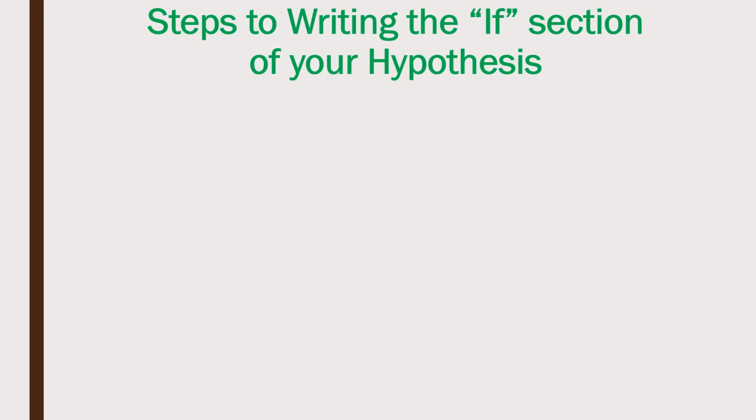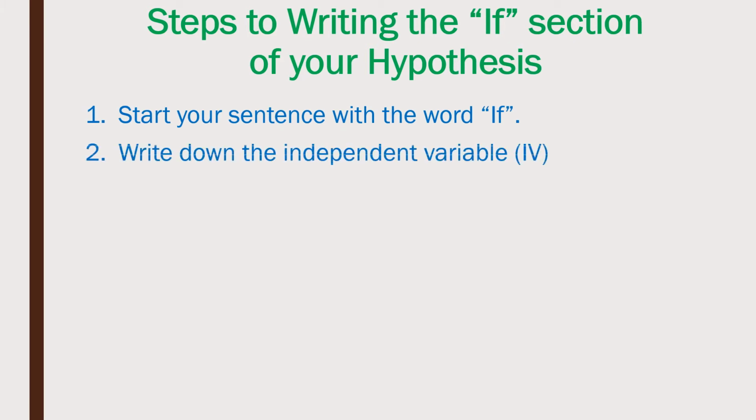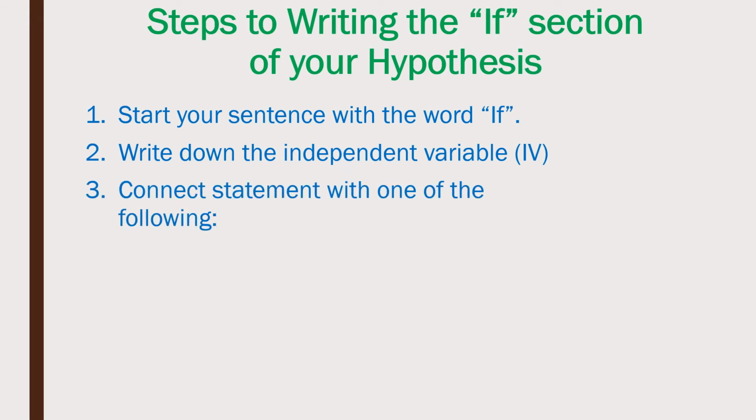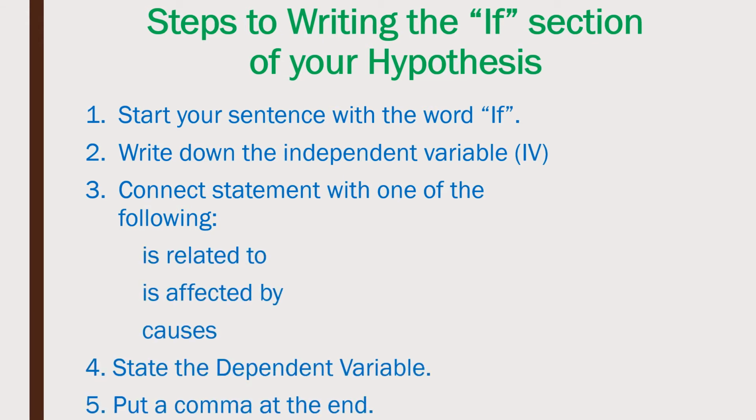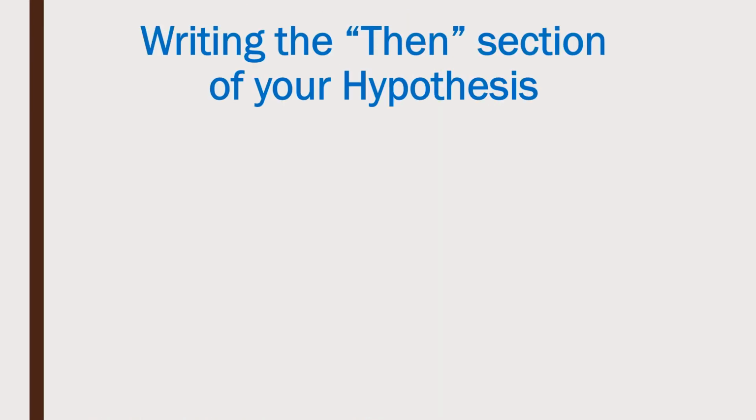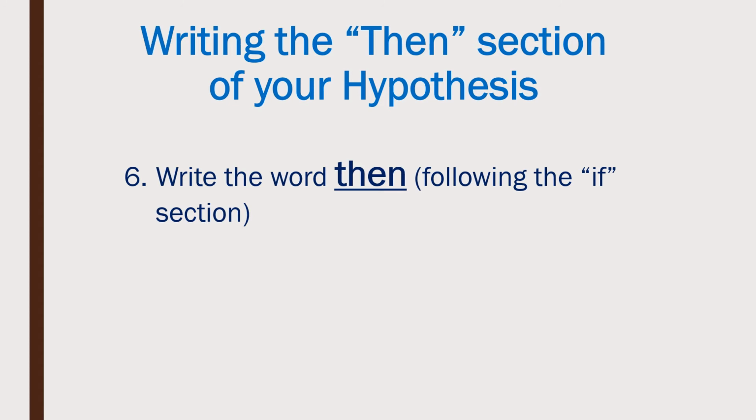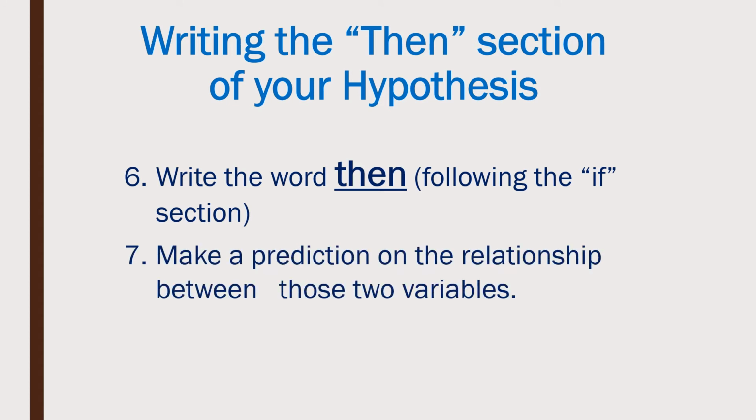All right, let's just review those steps one more time. You start your sentence with the word if. You write down the independent variable or the IV. You connect the statement with one of the following connectors: is related to, is affected by, or causes. You then state the dependent variable and put a comma at the end. The then portion goes like this. You next add the word then. You make a prediction, and you do that using the relationship between the two variables, the IV and the DV, and then you end with a period.